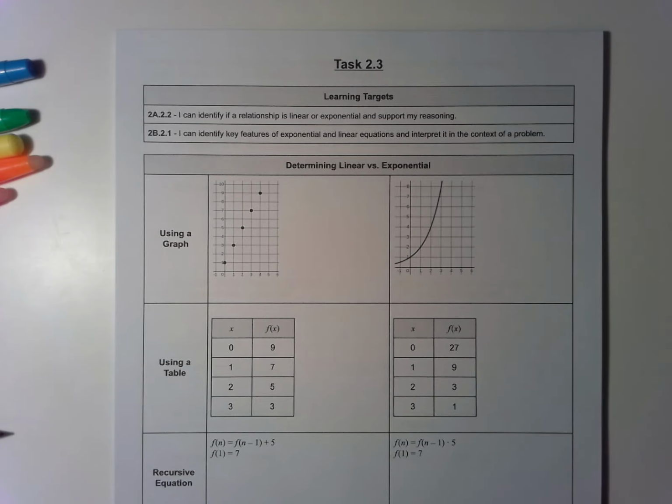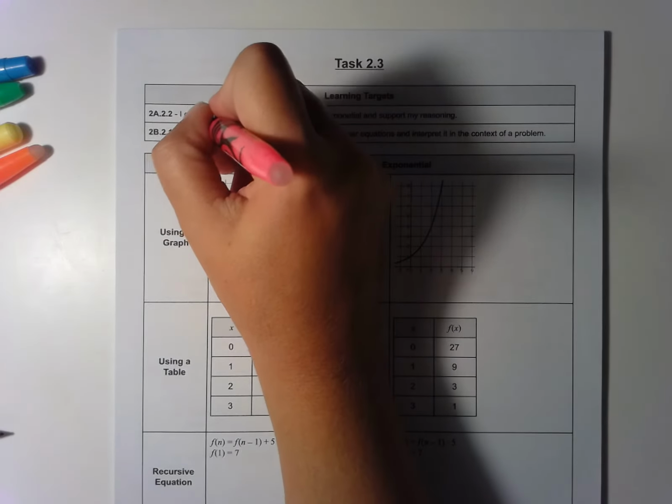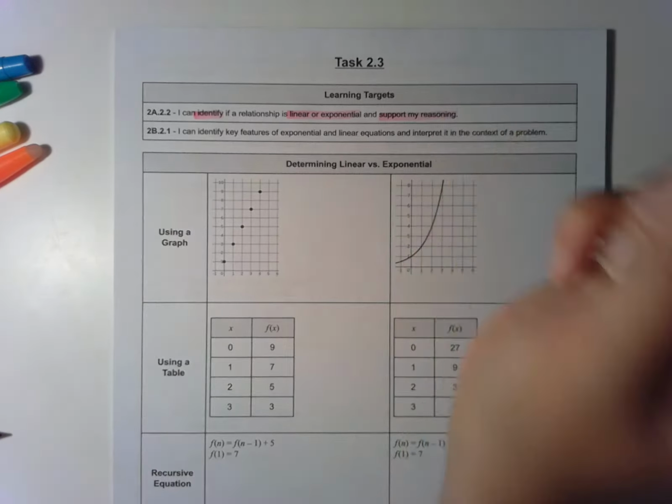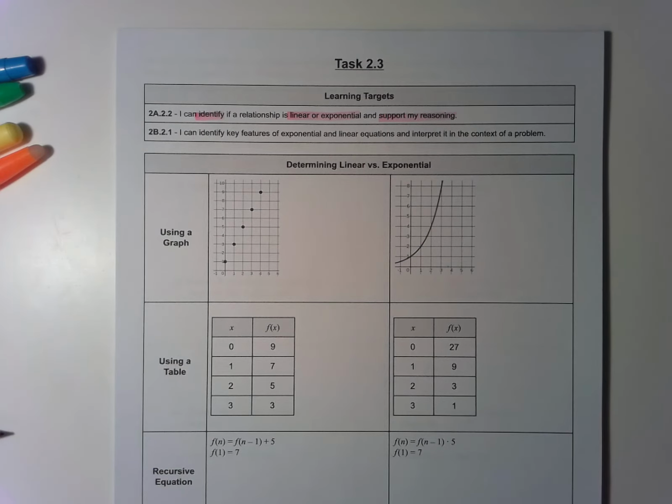Hi everybody. So today's video is going to be about task 2.3, which is our third task for module 2. We have two important learning targets today. The first one is I can identify if a relationship is linear or exponential and support my reasoning. So this has been one of the big new ideas of this module, determining if we have a linear or an exponential function and then explaining how we know.